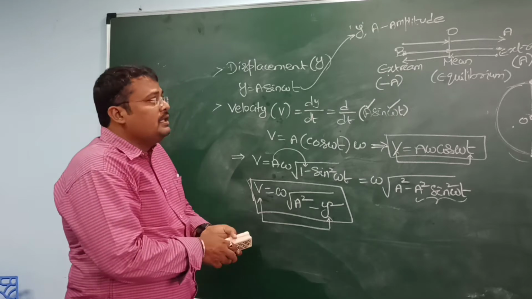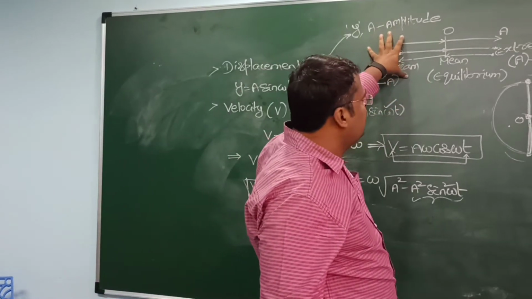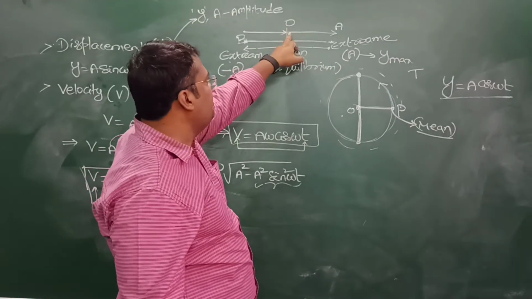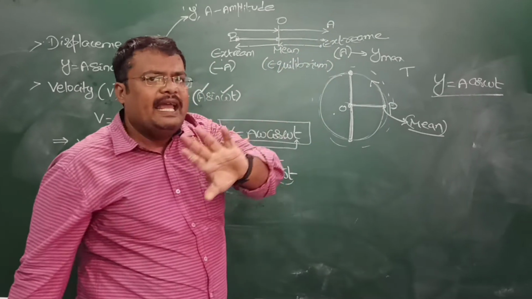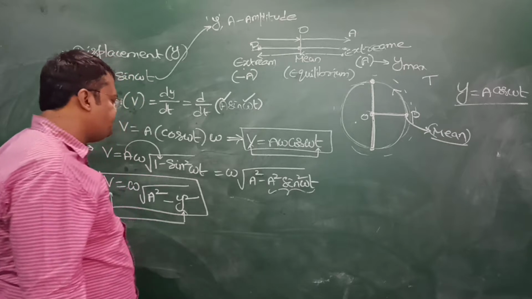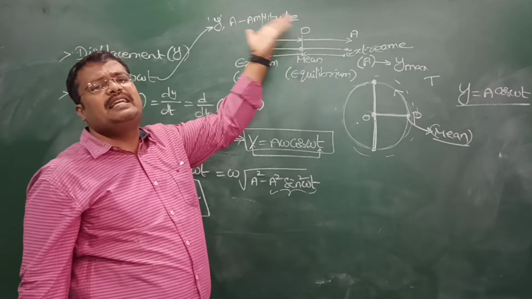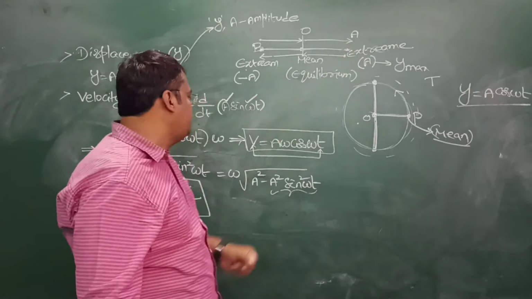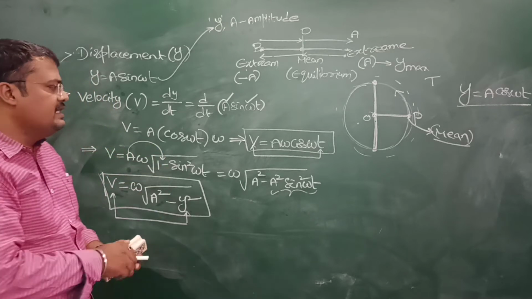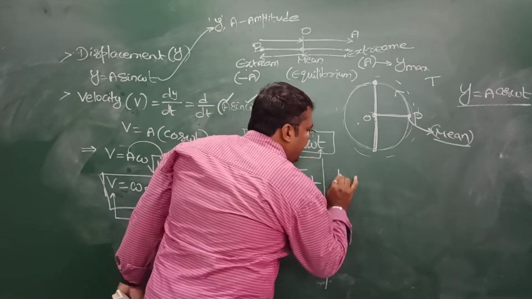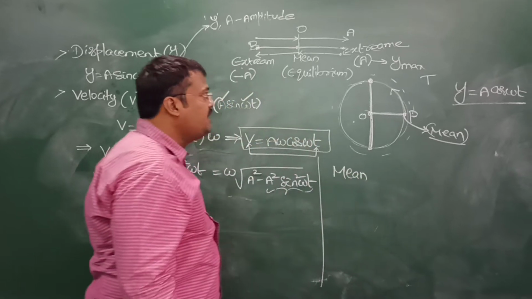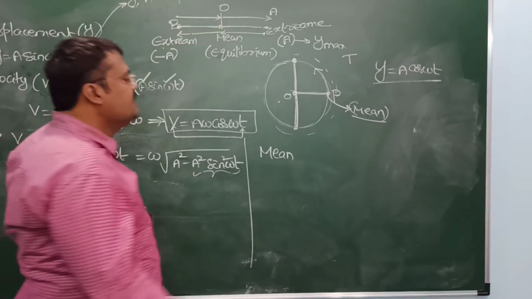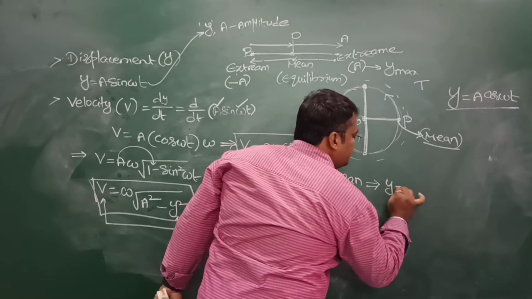Now observe in the given picture, mainly two positions exist. One is the mean position and another is any extreme position. When the particle is at the mean position, what about the velocity? When the particle is at the extreme position, what about the velocity in this case? Let us take when the particle is at the mean position. The displacement of the particle at the mean position is 0. So y is equal to 0.